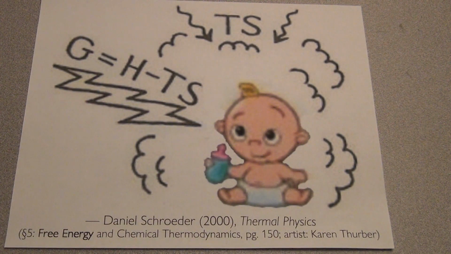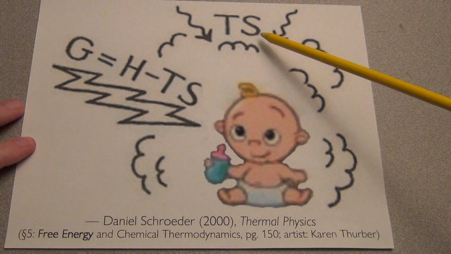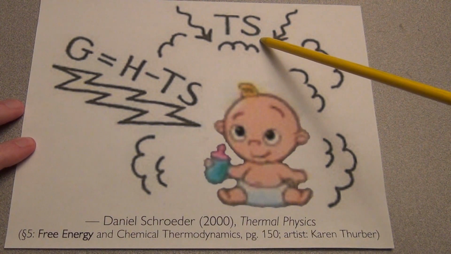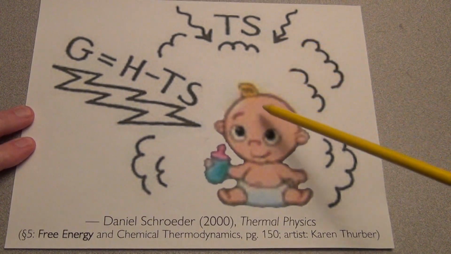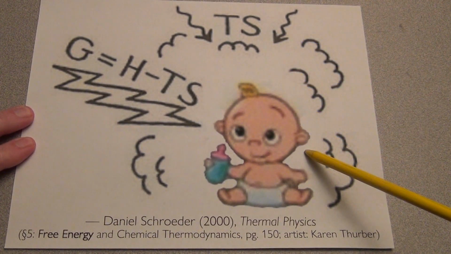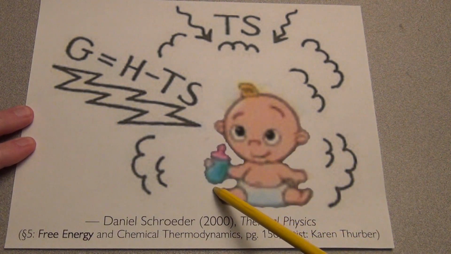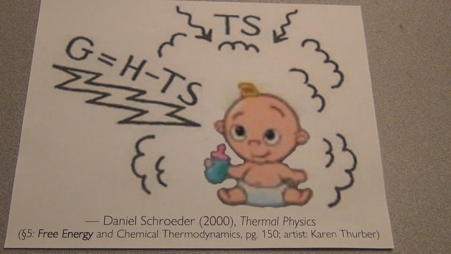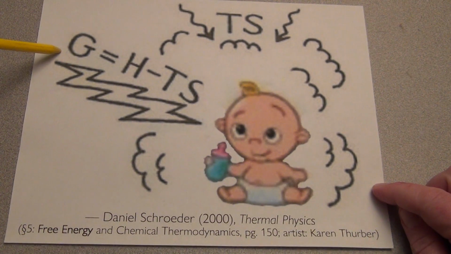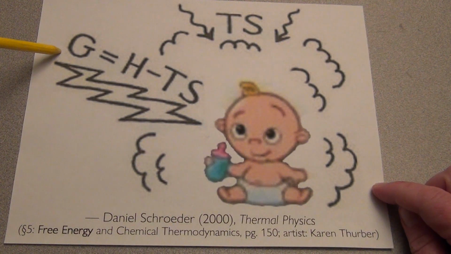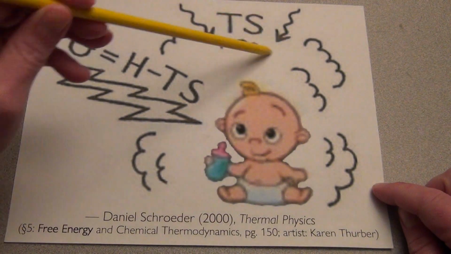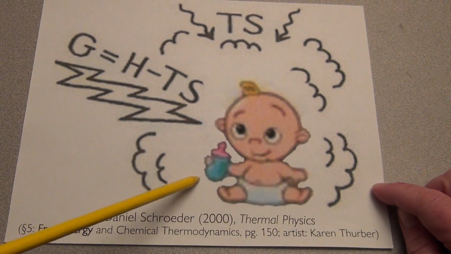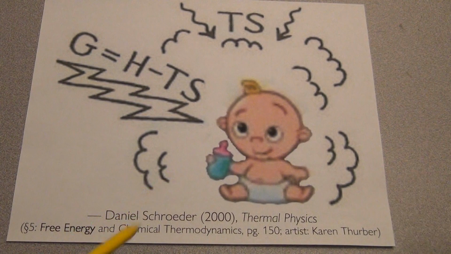Hi kids, today we're going to learn about the letter S, which is the symbol for what's called entropy. Here's you about 5 years ago drinking your milk, and this symbol G here is what's called your formation energy. It's named after an American engineer named Willard Gibbs. And it's the sum of all these energies shown here that formed you or brought you into existence.